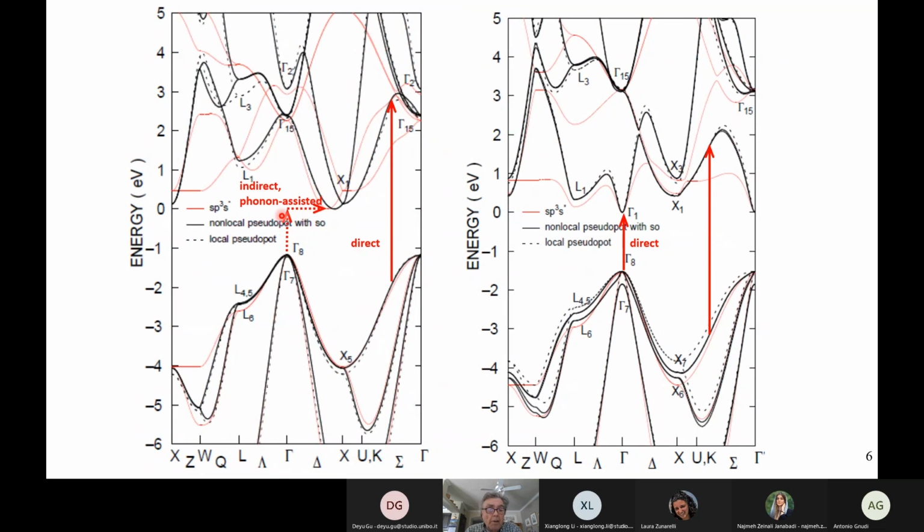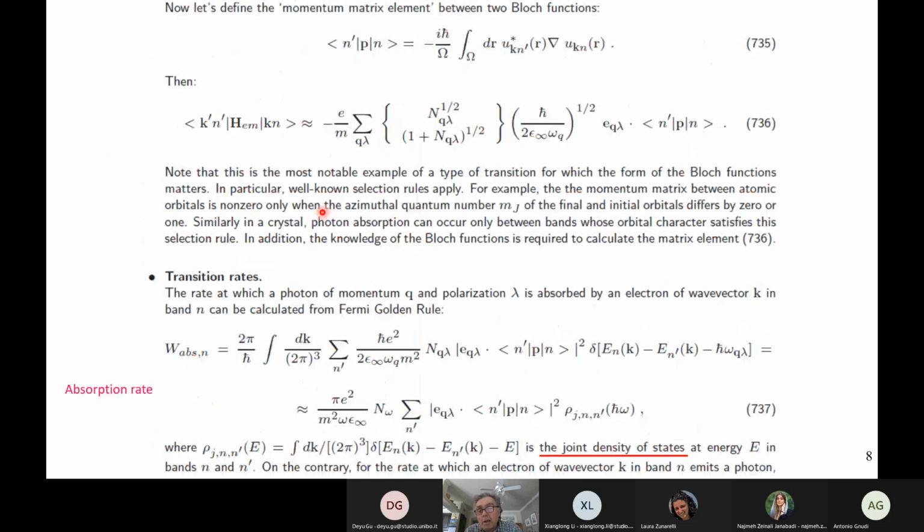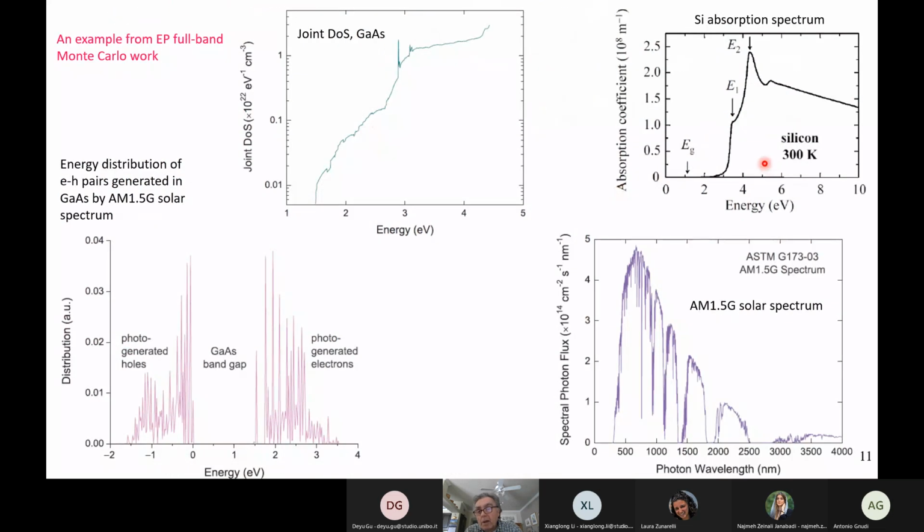It's clearly temperature dependent because you're relying on the assistance of a phonon to make it all the way to the minima, the 6 minima of the conduction band. So it's strongly temperature dependent, and it's weak because it's a higher order process. And that's why there is this little threshold over here.